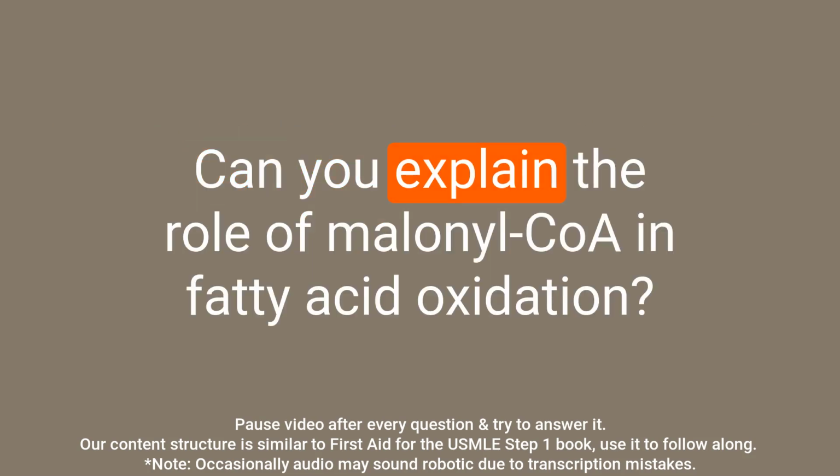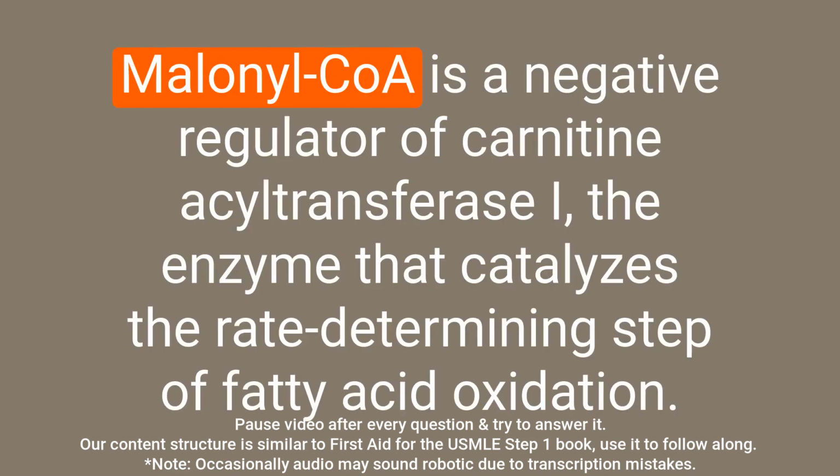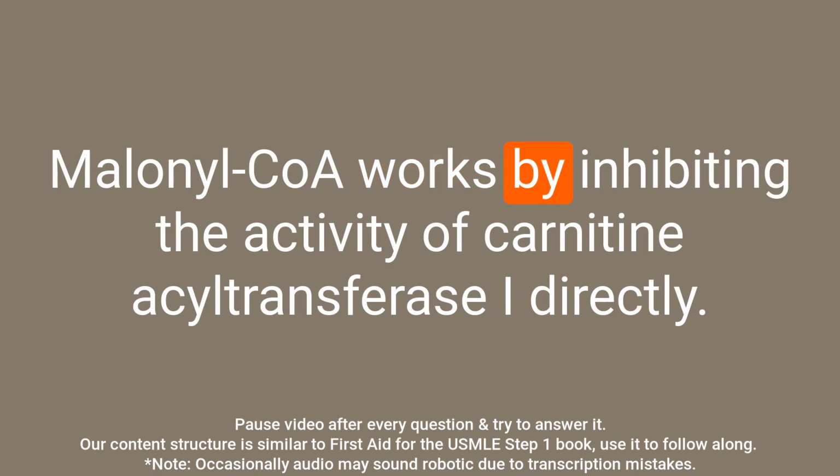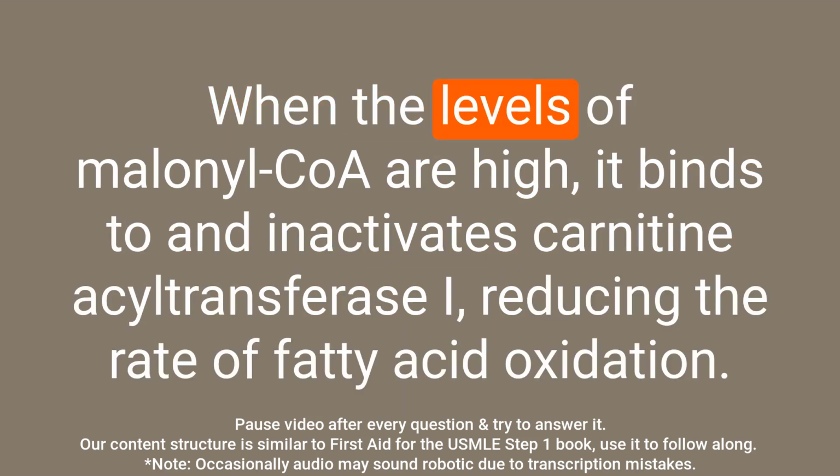Question: can you explain the role of Malonyl-CoA in fatty acid oxidation? Answer: Malonyl-CoA is a negative regulator of carnitine acyltransferase I, the enzyme that catalyzes the rate-determining step of fatty acid oxidation. Malonyl-CoA works by inhibiting the activity of carnitine acyltransferase I directly. When the levels of Malonyl-CoA are high, it binds to and inactivates carnitine acyltransferase I, reducing the rate of fatty acid oxidation.